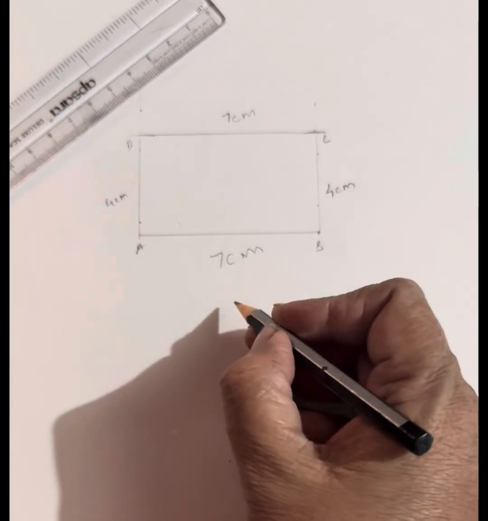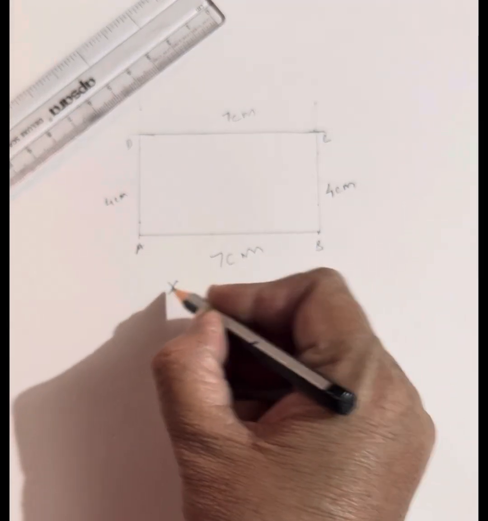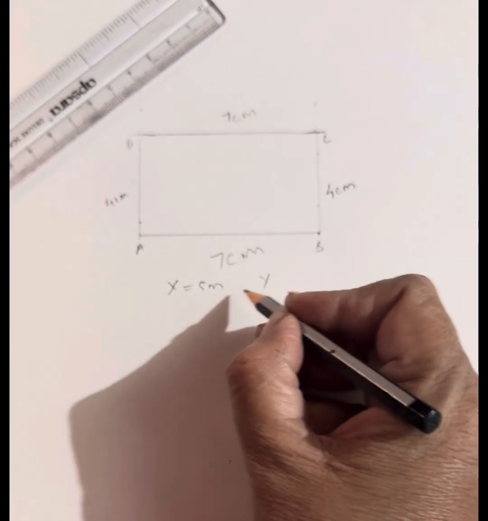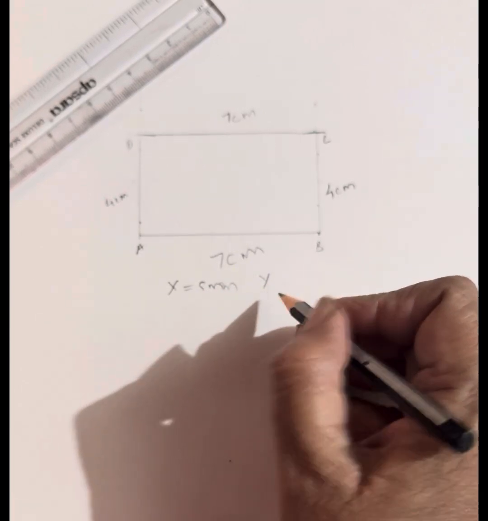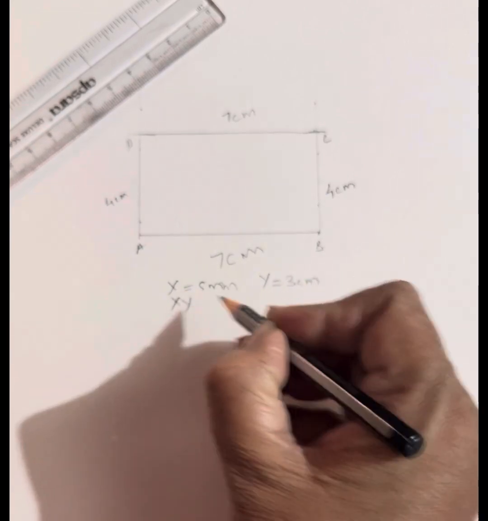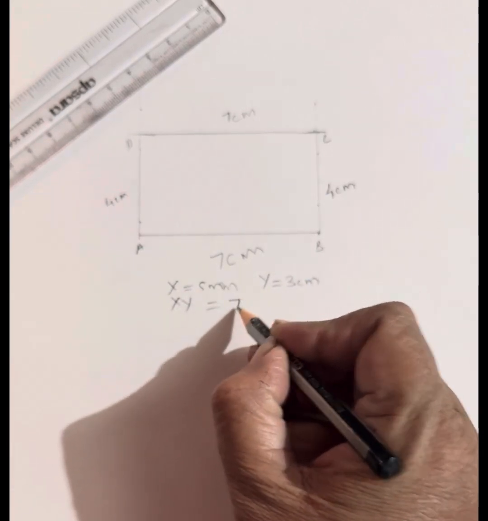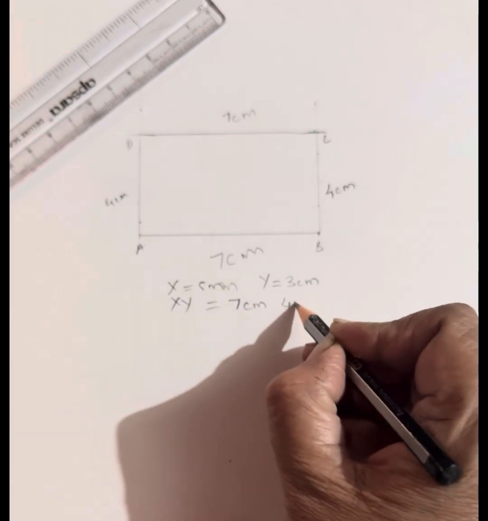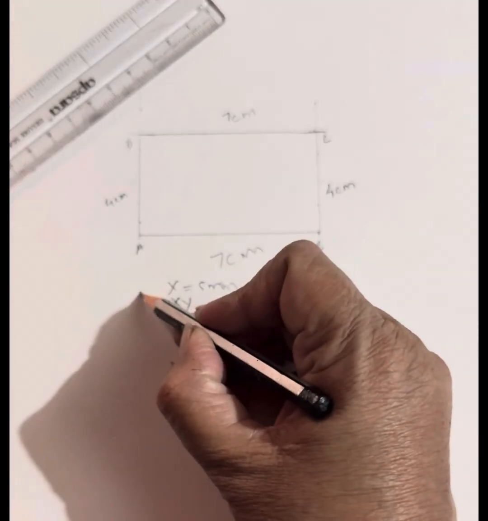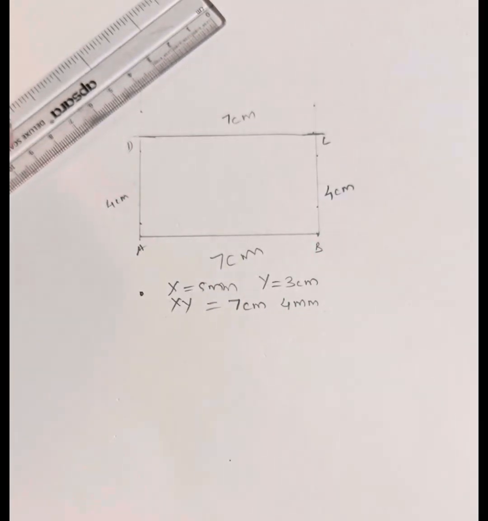That's your first answer. When X is 5 mm away and Y is 3 centimeter away, then XY is 7 centimeter 4 mm, the length of XY. This is the first answer, okay, which is given on page number 198.